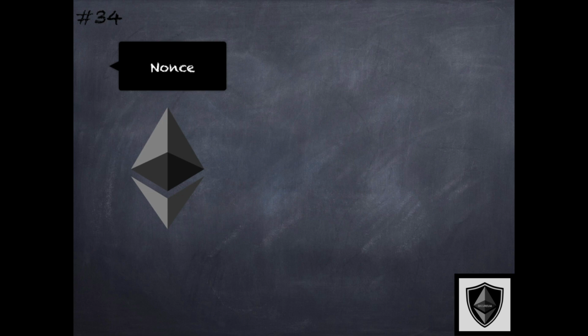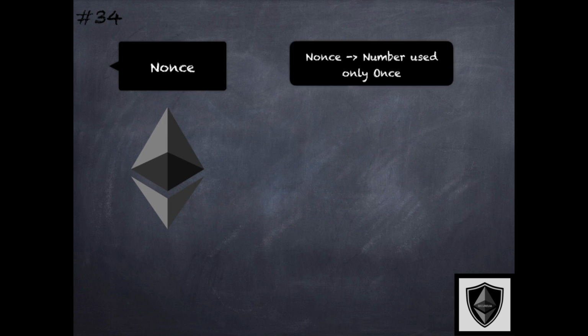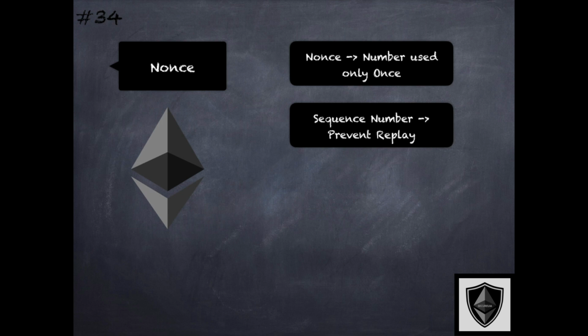So, nonce. Nonce is really an abbreviation for a number used only once. So this is really a sequence number that, as part of the protocol, is incremented in a particular fashion. And the use for the nonce, the application, is that it prevents replay attacks. This is something, if you have studied cryptography, it is very commonly used and for the same reasons is used within the Ethereum network as well.